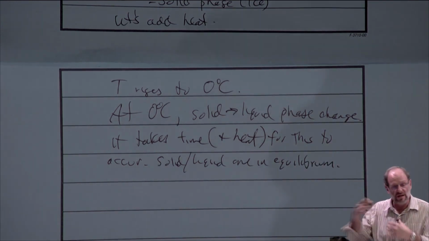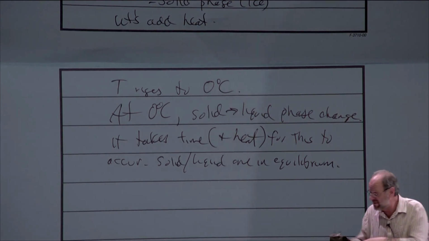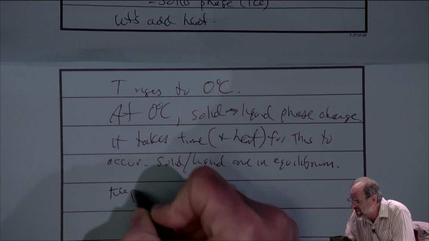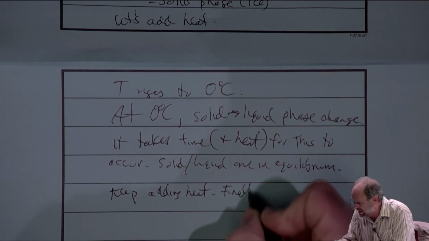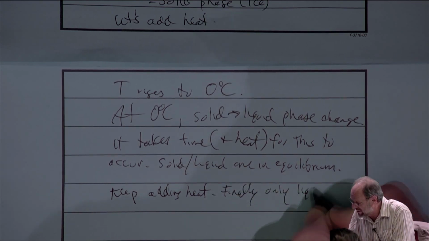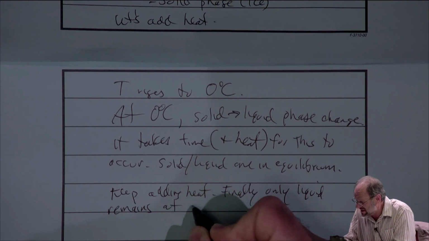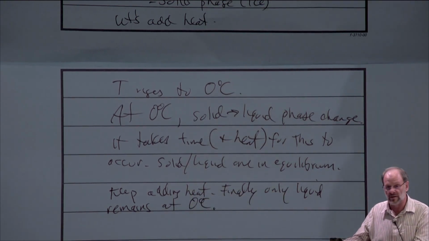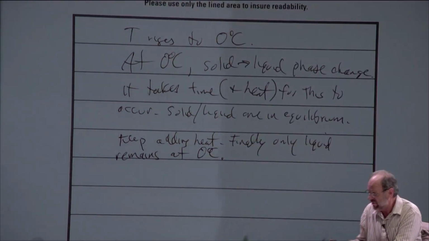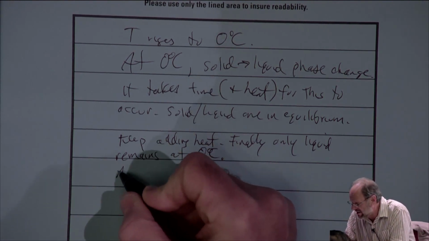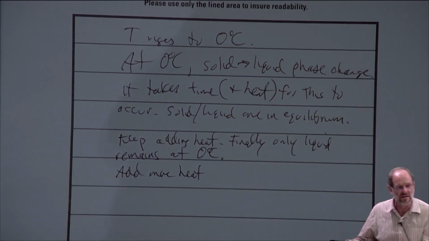Okay. Now, we continue adding heat. Eventually, all of the solid ice will melt. So, okay, keep adding heat. Finally, only liquid remains, but it's still at 0 degrees Celsius. Okay. We now have to add even more heat, and then as we add more heat, finally we'll be able to increase the temperature. Okay. So add more heat, and what's the next thing that's going to happen?